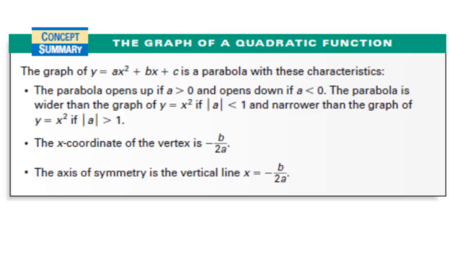What I want you to pay particularly close attention to is the x-coordinate of the vertex and the axis of symmetry. Notice that both of those formulas or expressions are the exact same thing, negative b over 2a. So if you identify the x-coordinate of the vertex, you've also identified the axis of symmetry, since the x value for the vertex is the same as the line that represents the axis of symmetry. Those are some basic information that you should know in regards to quadratics in standard form.